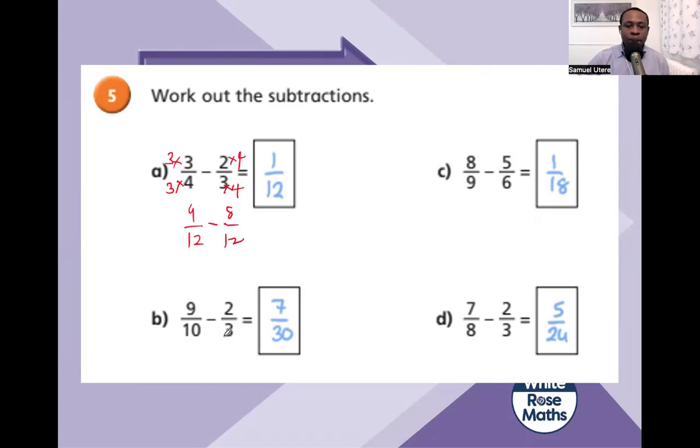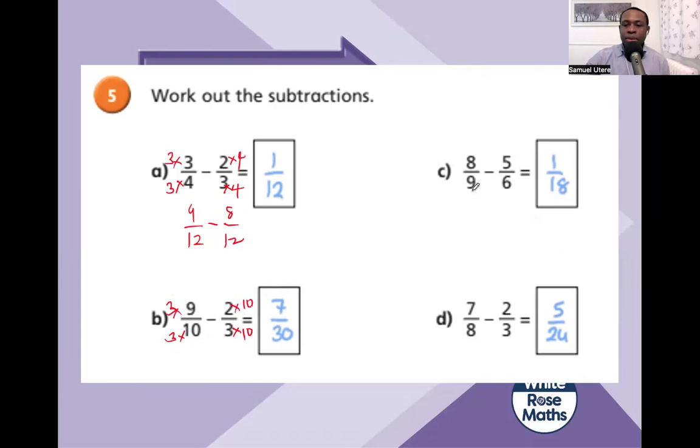Here, the equivalent fraction is 30. The lowest common multiple of 10 and 3 is 30. So you have to multiply that by 10, and this should be multiplied by 3 and this by 3. So you have 27 minus 20, because the denominators will be 30. 27 minus 20 is 7 over 30.